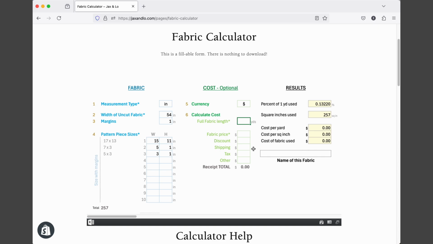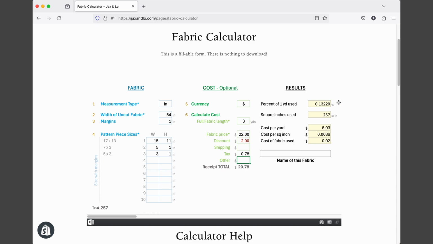So let's go ahead and enter our receipt information here. Say we bought 3 yards of that fabric and we paid $22 for it. We got a discount on it. You would enter that as a positive number. It will subtract it. If you look down here, it's doing a receipt total. We got it from Amazon, so there was no shipping, but we did have to pay some tax on it.